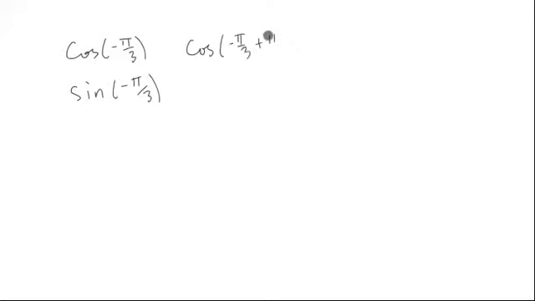Okay, so let's see how this is going to work. If we take cosine of negative pi thirds and sine of negative pi thirds, and the other one, cosine of negative pi thirds plus pi halves, and sine of negative pi thirds plus pi halves. This is the destination of 1, 0. This is the destination of 0, 1.